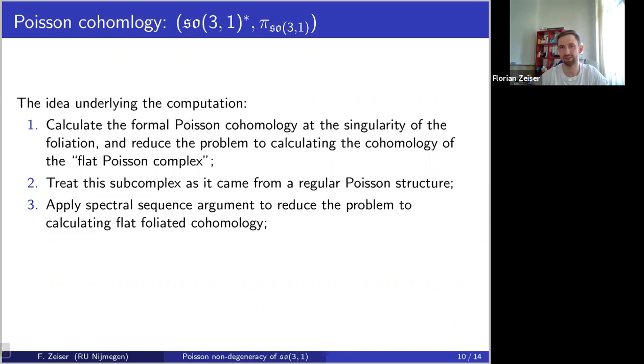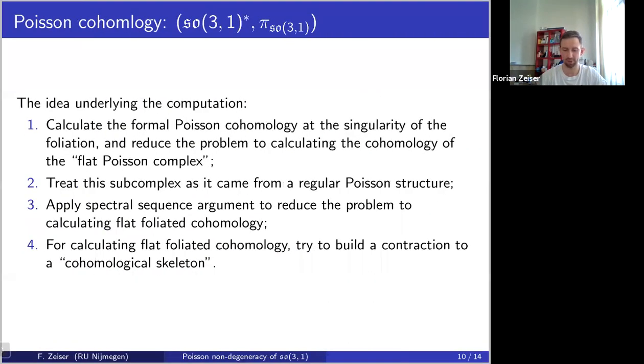And because all the leaves are symplectic, we have a correspondence between tangential multivector fields and foliated forms. Usually that would cause problems because we are talking about a singular foliation, but because of this flatness at the singularity of the foliation, we get the correspondence between the flat tangential Poisson cohomology and flat foliated cohomology. So in this way, we reduce the computation of flat Poisson cohomology to flat foliated cohomology. And then for the flat foliated cohomology, we use something which we call a cohomological skeleton.